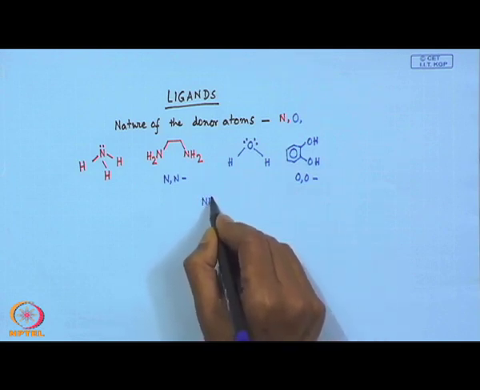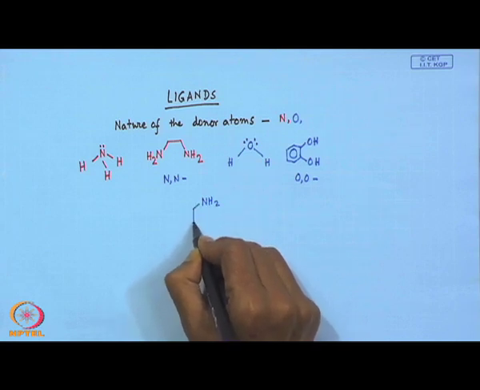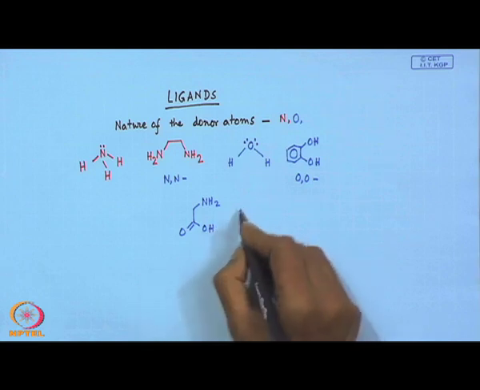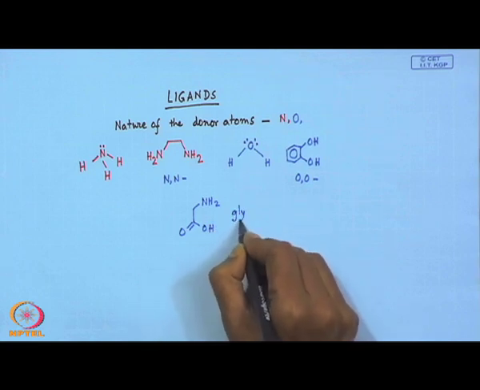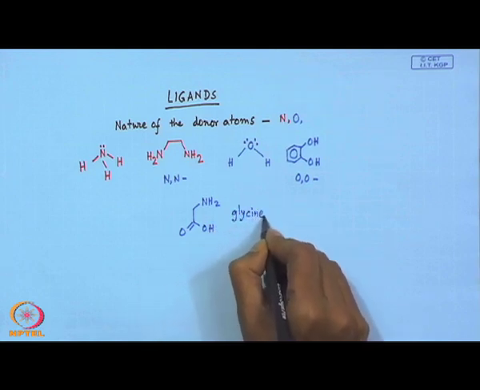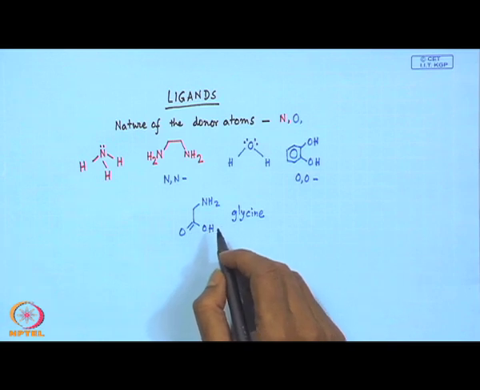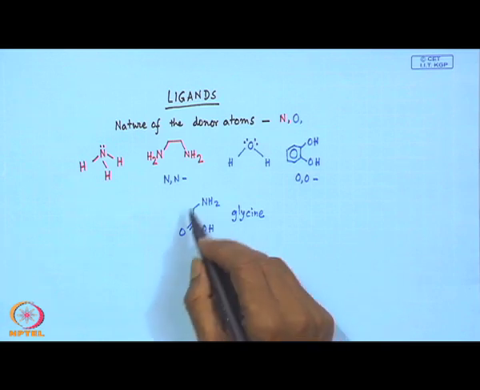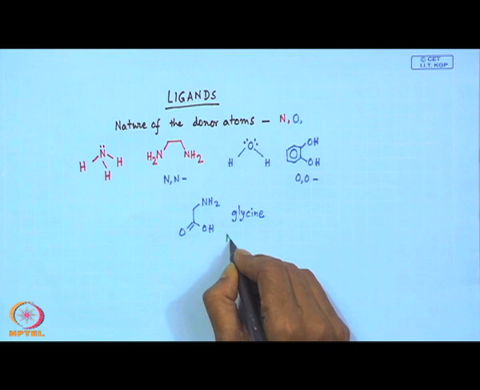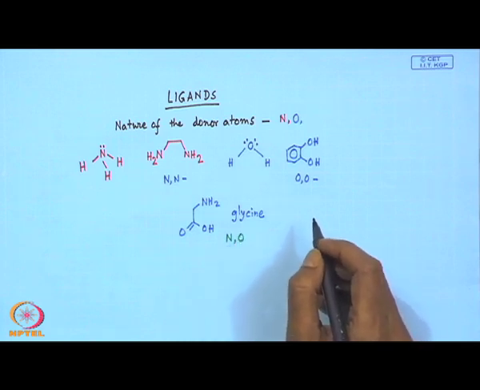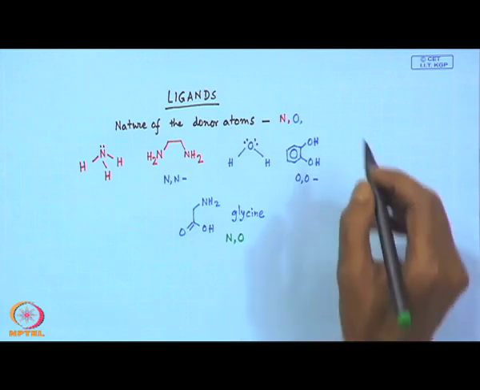The combination of these two we can get for the simple amino acid glycine. This glycine, when it binds to a particular metal center, is not a symmetric one, and it is a mixed donor type, nitrogen and oxygen donor type.